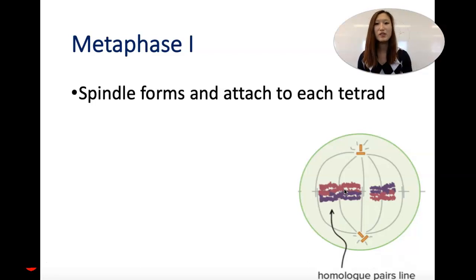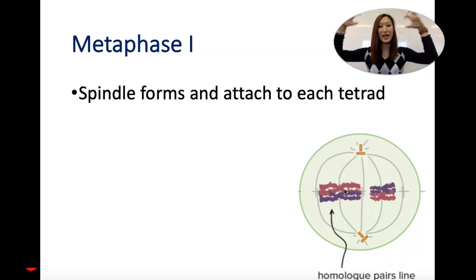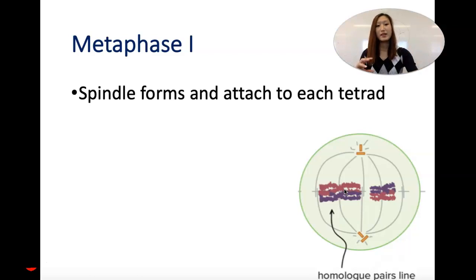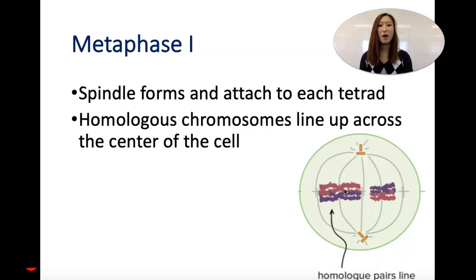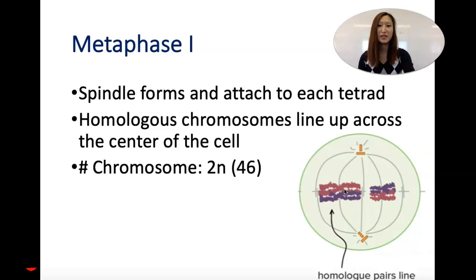Okay, something else I didn't mention, spindle forms, right? You should already know this from mitosis. The spindles form, they attach to the chromosomes so that we can pull the chromosomes apart. Homologous chromosomes line up across the center of the cell, that's the metaphase plate.